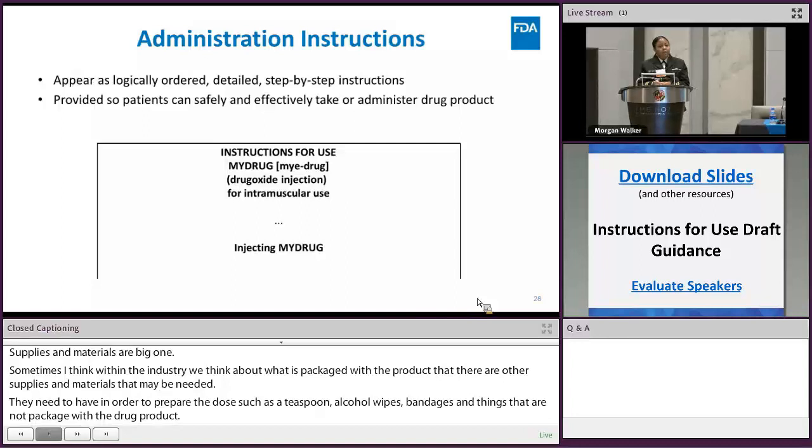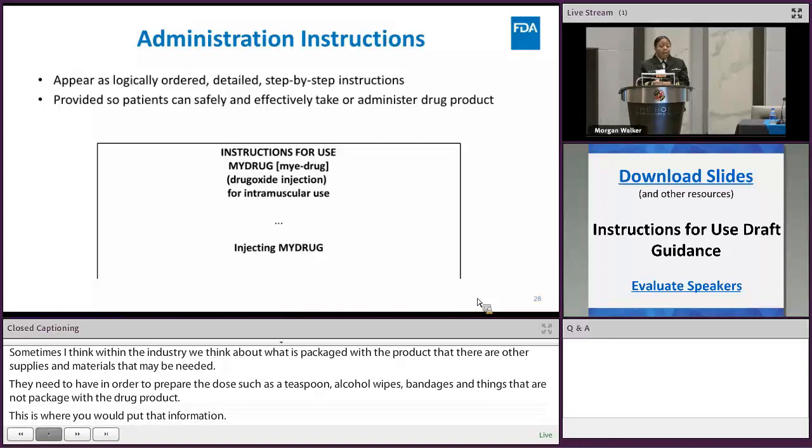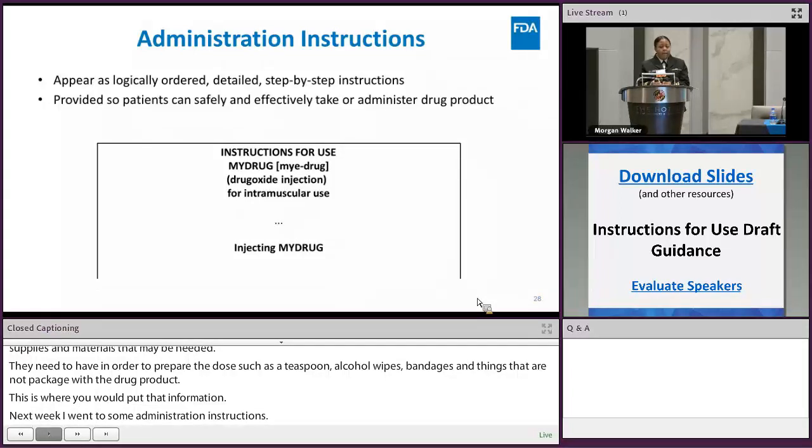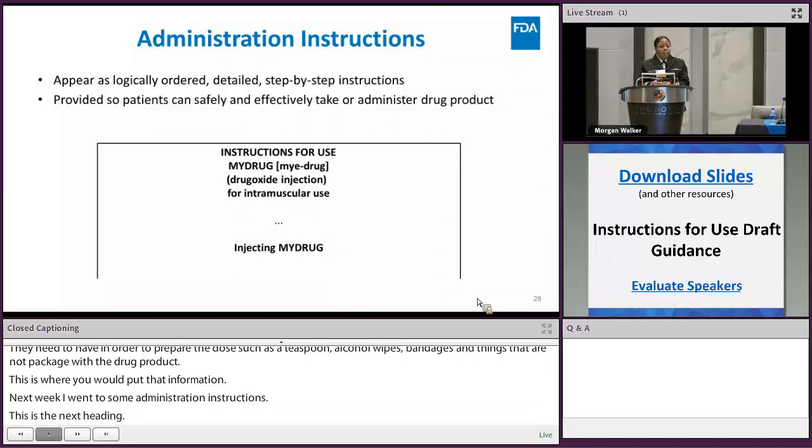Next, we'll go into some administration instructions. This is the next heading in the IFU. Again, this is another section where you would have very detailed step-by-step instructions to provide to the patient. As the example is shown on the slide, injecting my drug is a great example of where you would put that information.